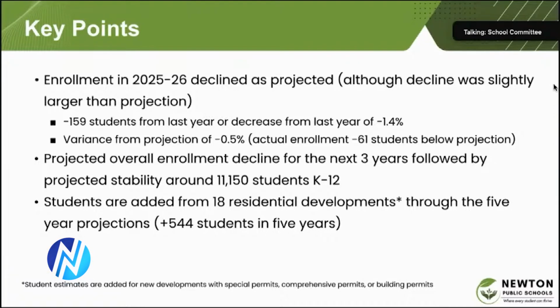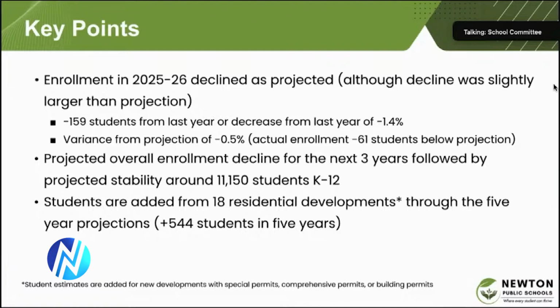So we saw a decline of 159 students in Newton this year from last year, which is a decrease of negative 1.4% from last year. We were projecting a decline. We calculate something called variance from projection, which is a measure of error of the actual enrollment compared to what we projected the year before. This year's enrollment resulted in a variance from projection of negative 0.5%, which means the actual enrollment that we saw was 61 students below what we projected last winter.